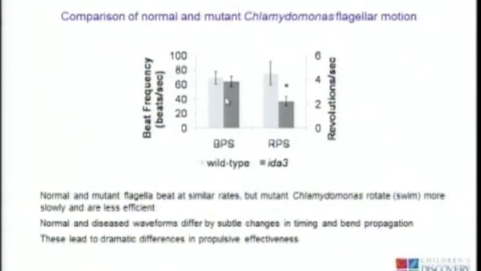It turns out these two, in terms of beats per second, are doing the same thing. They're taking the same number of strokes per minute. I can do the same number of strokes per minute as Michael Phelps, but in terms of how effective they are in going around, Michael's going to go twice as far as I do in the same amount of time, and the wild type goes twice as far as the mutant. So normal and mutant flagella beat at similar rates. A pediatrician wouldn't be able to tell them apart. No offense to the pediatricians, but they would look the same, but they would lead to dramatic differences in propulsive effectiveness.